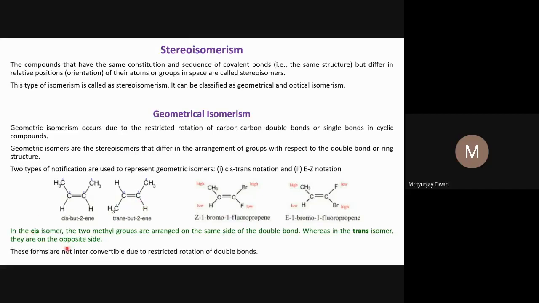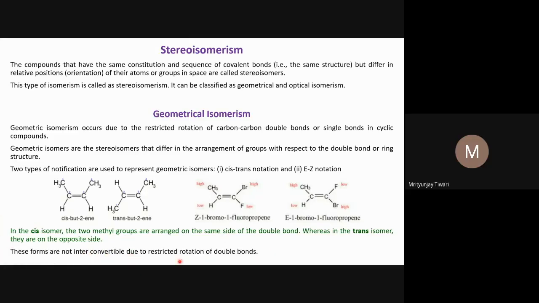So the cis and trans isomers, let's now focus in more detail on them. In the cis isomers, as we know, in this example the two methyl groups are arranged on the same side of the double bond, whereas in the trans isomers the CH3 groups are on the opposite side. These forms are not interconvertible due to restricted rotation of the double bond.